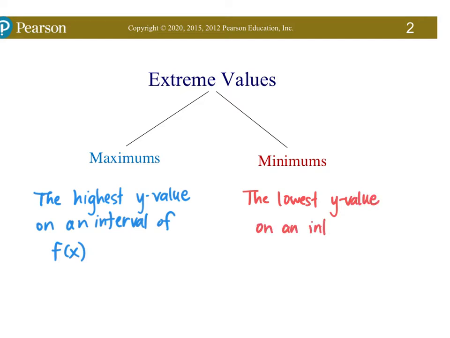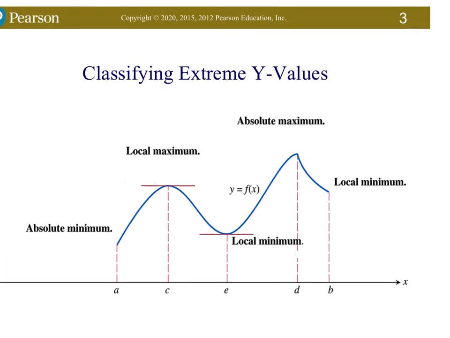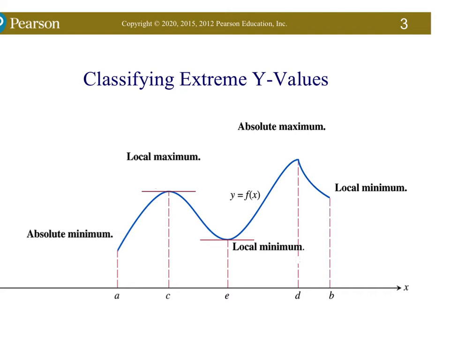An interval starts at point A and ends at point B. Okay, so those are the 2 different categories. When I say extreme values, that's what I'm talking about. So looking at a graph, we can identify extreme values just by looking at it. So we have 2 maximums here. Okay, those are the y values of these peak points right here.